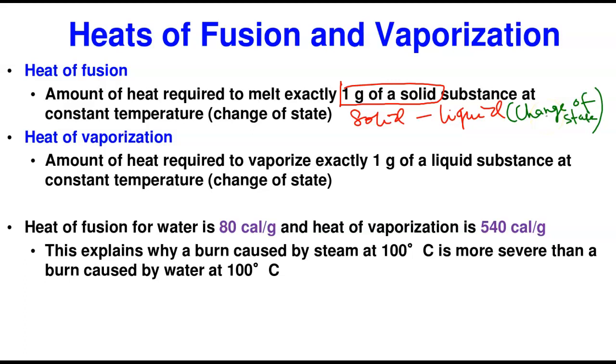So the amount of heat needed for that process to take place is what we call the heat of fusion. On the other hand, the heat of evaporation is the amount of heat needed to vaporize exactly 1 gram of a liquid substance and change it to gas. So here we're going from liquid to gas. That is what we mean by vaporization, and that is the quantity of heat you need.